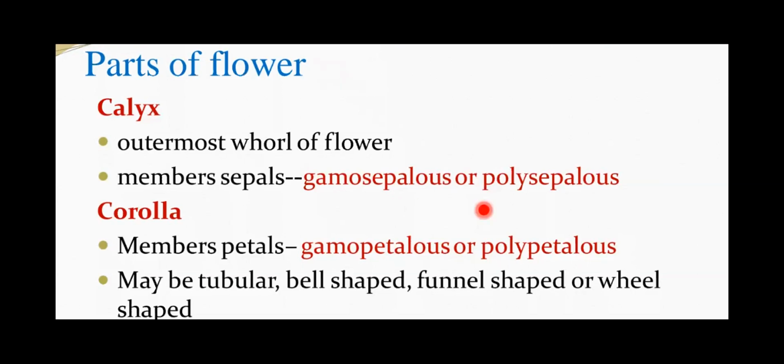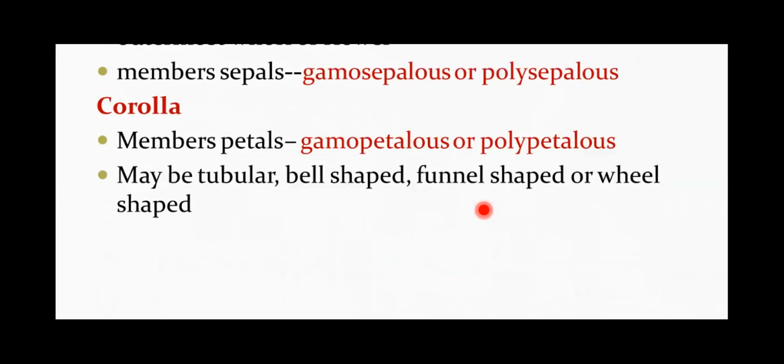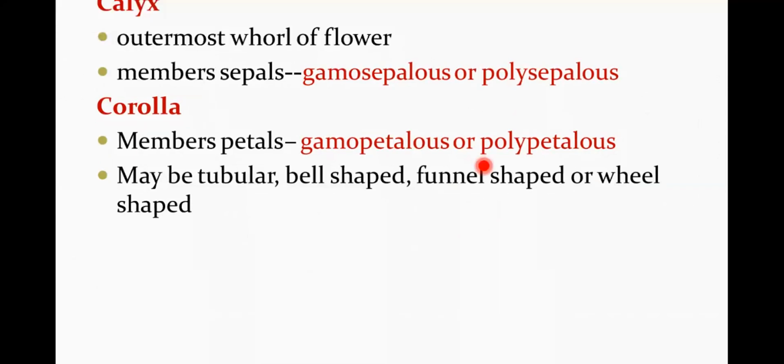The next wall is corolla. The members are said to be petals here. Petals are usually beautifully, brightly colored to attract the pollinators, as we all know. Similarly to the calyx, corolla also can be called gamopetalous or polypetalous. If in a fused state, it is called gamopetalous, and in a free state it is said to be polypetalous. And one more thing here is the corolla can be tubular, bell shaped, funnel shaped, or even wheel shaped.